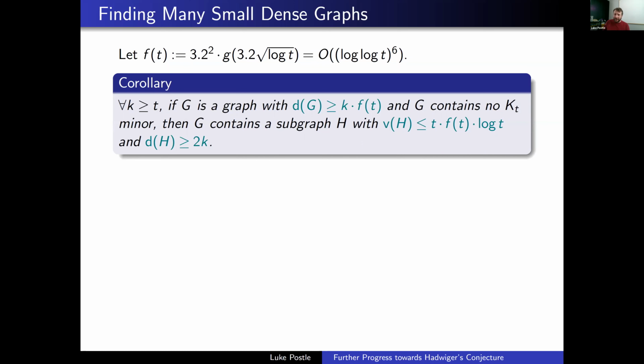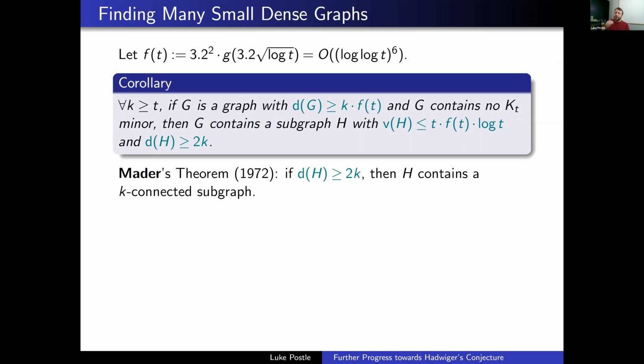Why do I write 2k there? Well, it turns out it's more useful to look not at a dense graph, but a connected graph. And there's a nice theorem of Mader from '72 that if you have density at least 2k, then you contain a k-connected subgraph. So I could just rewrite this: you actually have a small k-connected subgraph at the cost of f of t. Okay, so we're going to make use of that.